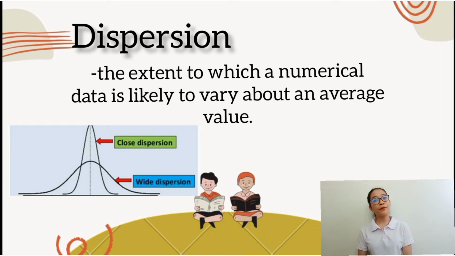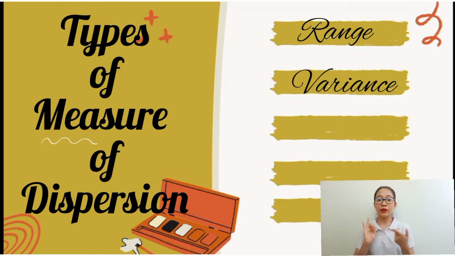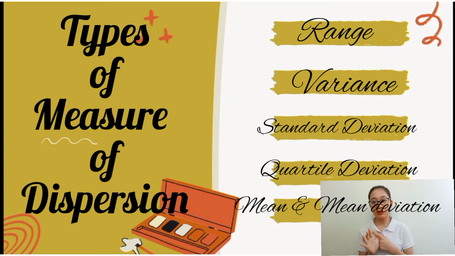So measures of dispersion help to interpret the variability of data, for example, to know how homogeneous or heterogeneous the data is. In simple terms, it shows how squeezed or scattered the variable is. There are several types of measures of dispersion: the range, the variance, the standard deviation, the quartile deviation, and the mean and mean deviation. Let's start with the range.